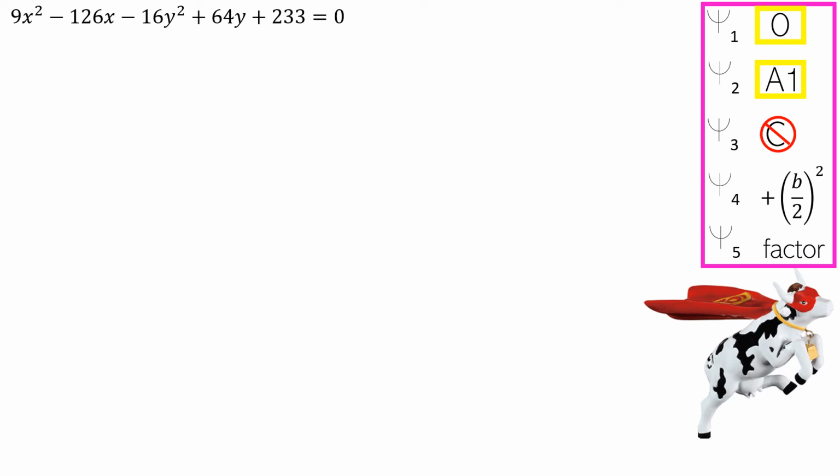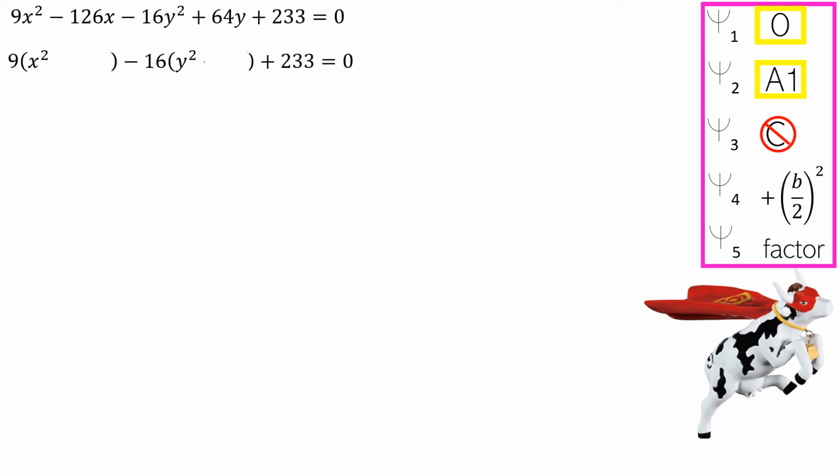Step 2, do we have the leading coefficients of the squared terms 1? And no, we don't. I see a 9 on the x squared, and as tempting as it would be to divide everything by 9, that won't solve the problem with the 16 on the y squared. So I'm going to have to factor the 9 away from the x squared, and I actually need to factor a negative 16 from the y squared. Not just 16, but a negative 16.